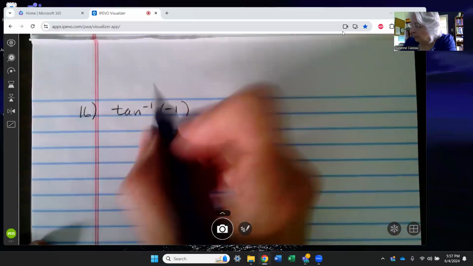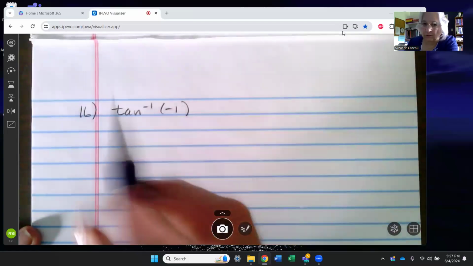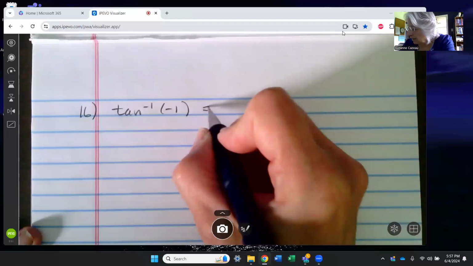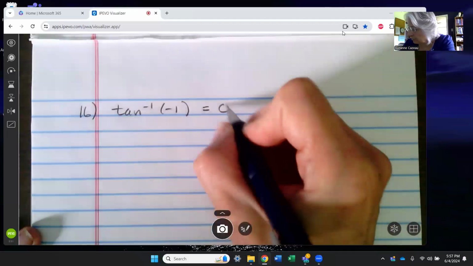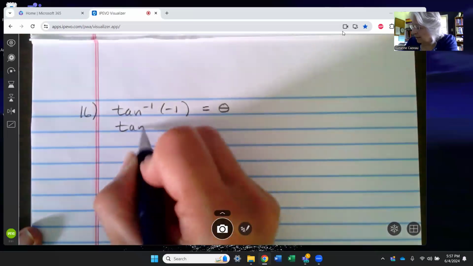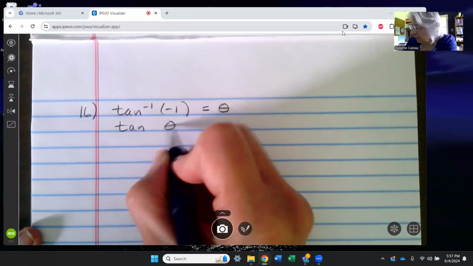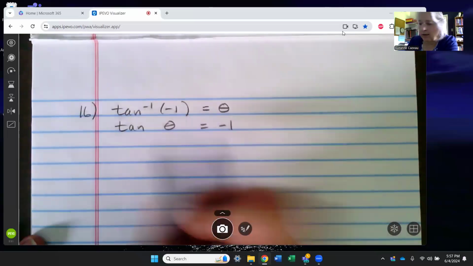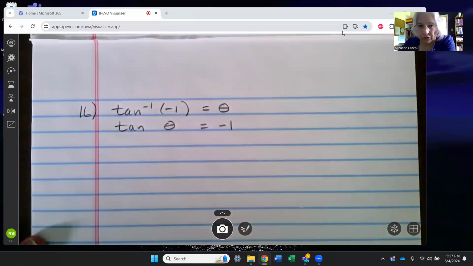Well, I tell you what, we've got an inverse function right here. So let's just call it theta. Now, because it's the inverse, that means that I can trade the x into y. So that means that tangent of theta equals -1. See what I did there? I just traded the x into y and took away the notation for the inverse function.